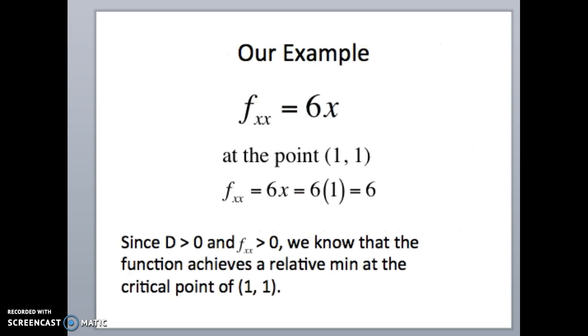So doing that, what do we see? f sub xx was 6x. At the point 1, 1, f sub xx is 6 times 1, which is 6. That makes me think of concave up. That makes me think minimum. So according to this, we are going to have a saddle point at 0, 0 and a minimum at 1, 1. But let's take a look at a graph to see if indeed that's the case.